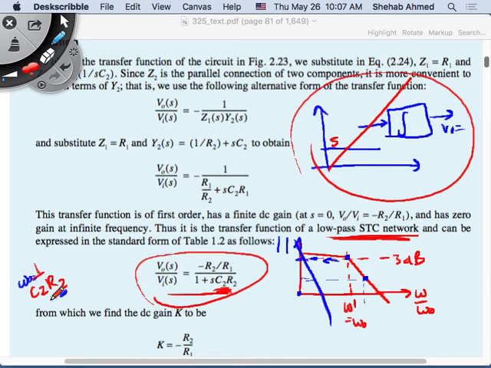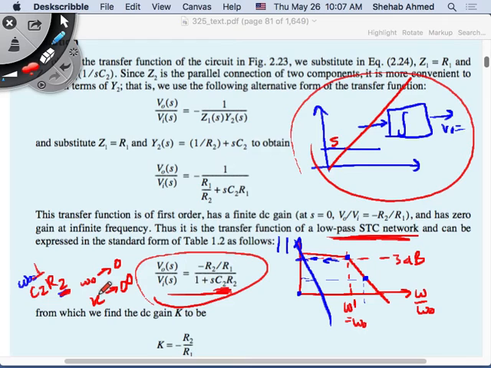But what if I keep R2 to be large, but some finite value? This omega naught will not go to 0, right? And the gain will not be infinite, right? The gain became infinite, and omega naught went to 0, when I made R2 very large. When I made R2 very large, omega naught went to 0, and my k went to infinity, right?